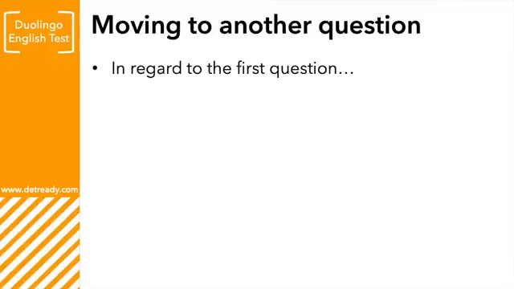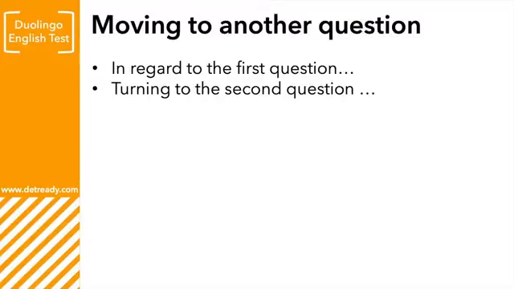For example, in regard to the first question, turning to the second question, or as for the final question. So you can use these 3 phrases to move from the first, second, and third questions, and I think they're a great way to transition. It also means that you don't have to link the ideas together to go from question to question. You can kind of begin a new idea by using one of these phrases.